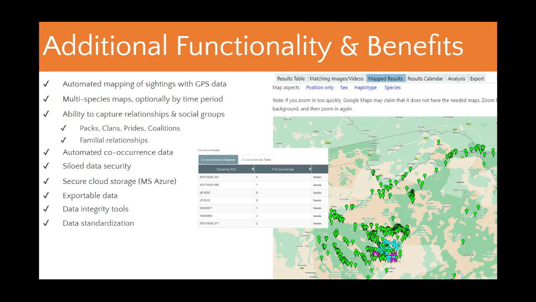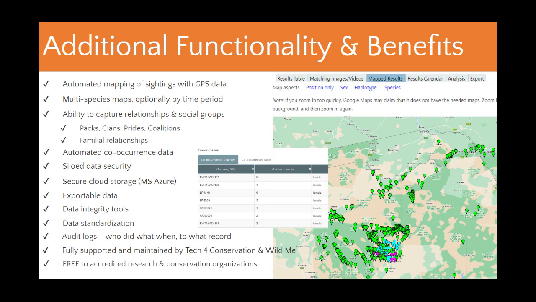ACW is a unified platform which drives data standardization no matter which user in your organization is working with the data. There are audit logs. And ACW is fully supported and maintained not by you, but by Tech for Conservation and WildMe. And finally, it's free.